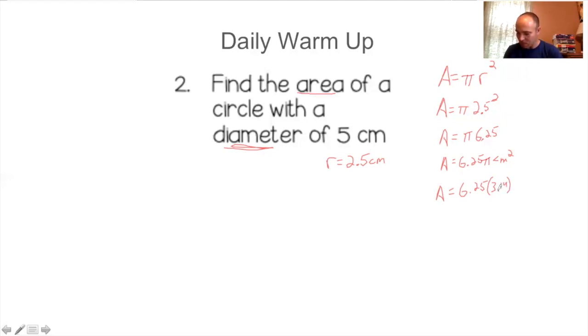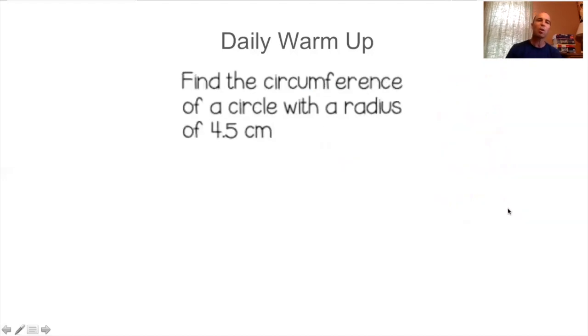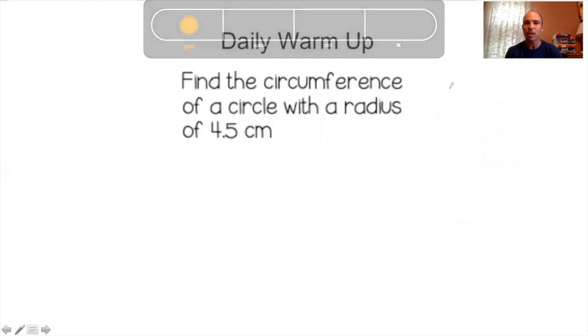Okay, we got 6.25 times 3.14. Yeah, so you could say the area here is, I guess, 19.6 if we wanted to go to 1 decimal place. All right, so let's check out that next problem in the warm-up, the circumference of a circle with a radius of 4.5 centimeters. Okay, so in this case, we are using the circumference formula.